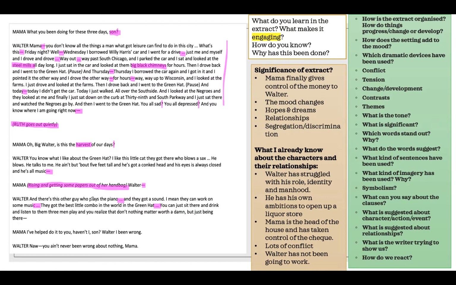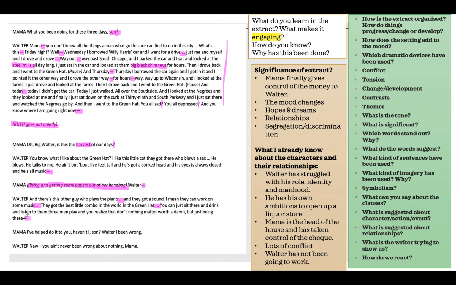So he says, there's this other guy who plays the piano, and they got a sound. I mean, they can work on some music. They got the best little combo. You can just sit there and drink. So there are so many things that he wants to talk about, and the ellipsis just shows maybe how much conflict he really is inside his own mind, that he just keeps talking and talking.